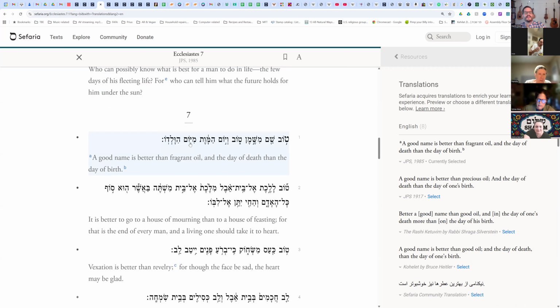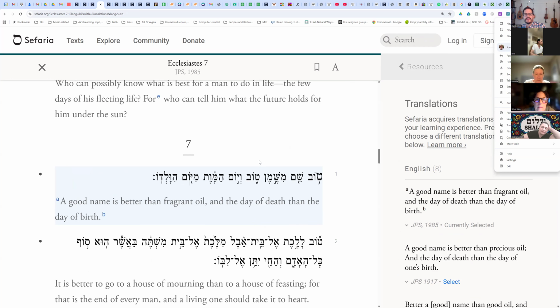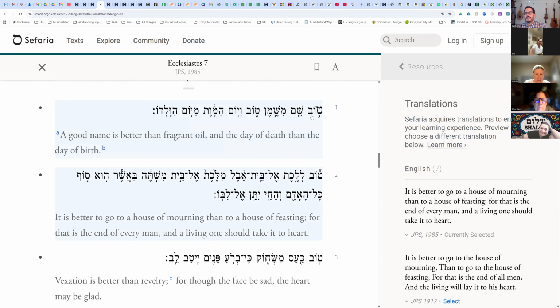Oh, this is one of the greatest passages from Ecclesiastes there is. Look at the way this verse is written. I'm going to enlarge it. It's a beautiful statement, but it's more than that because it's also written in what we call a chiastic order. So in Hebrew, it says, Tov Shem Mishemen Tov, v'yom hamavet miyom hivaldo.